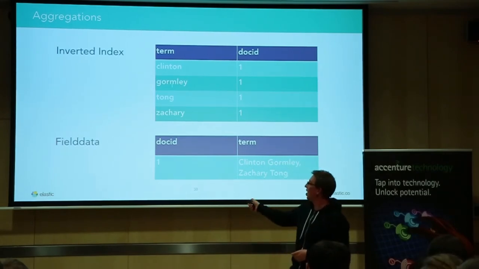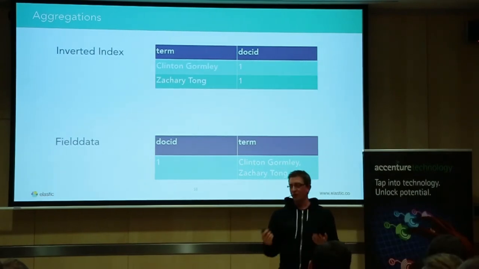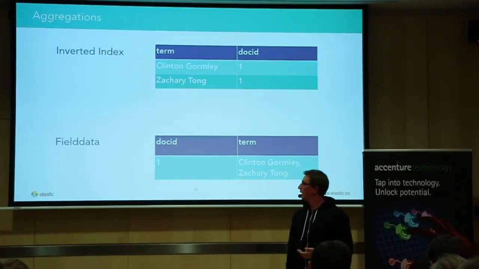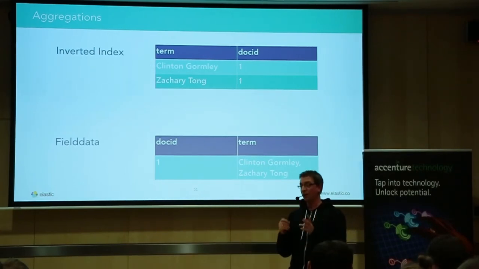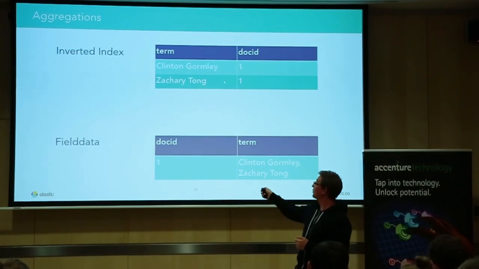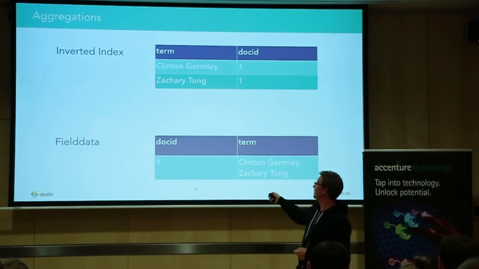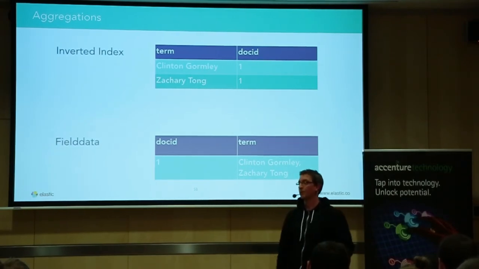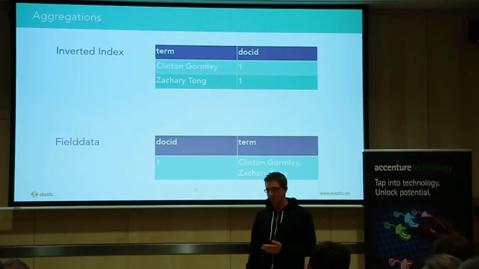So again, it's really hard to get from the inverted index to the field data structure, but with a small trick, again on index time, you can basically just store the original value, Clinton Gormley and Zachary Tong, while indexing a document, and then use this data structure to basically create the field data structure out of it, because this is really simple. You just have to turn it around. And in addition, you can just take basically this data structure and write it on disk as well.